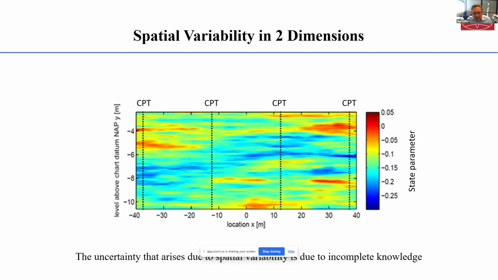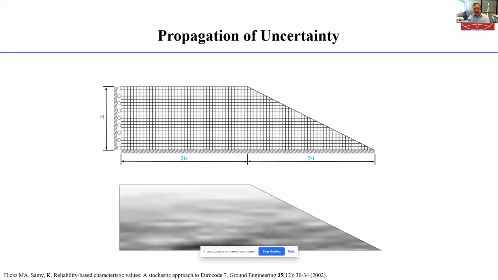But the numerical prediction is generated based upon the statistics of the state parameters, so the mean, the standard deviation, and the scales of fluctuation. That's correct. So in this picture here, yes, the picture at the bottom is another random field. This time it is of undrained shear strength, and this is generated based upon the statistics of the undrained shear strength, the mean, the standard deviation, and the scales of fluctuation.